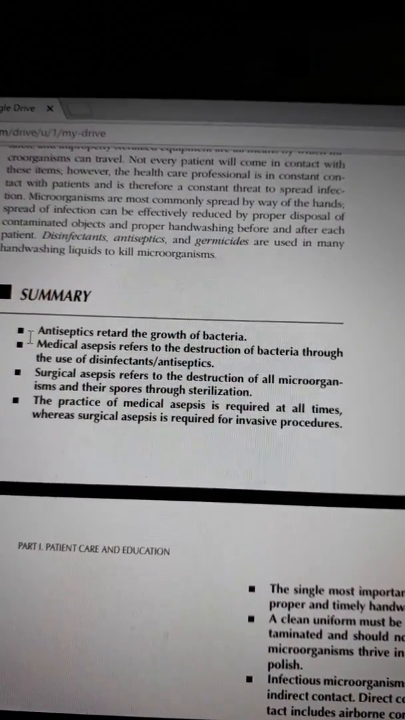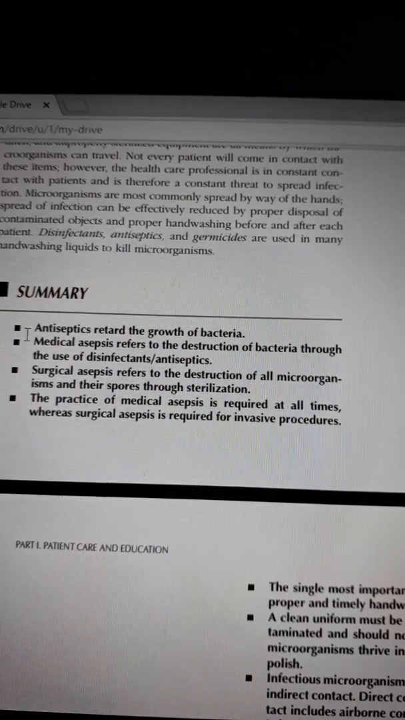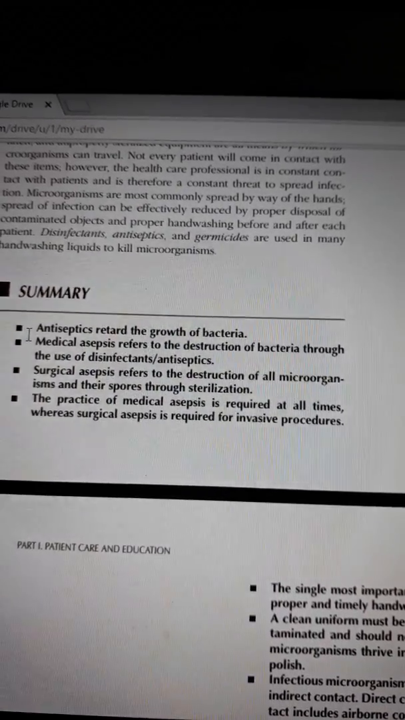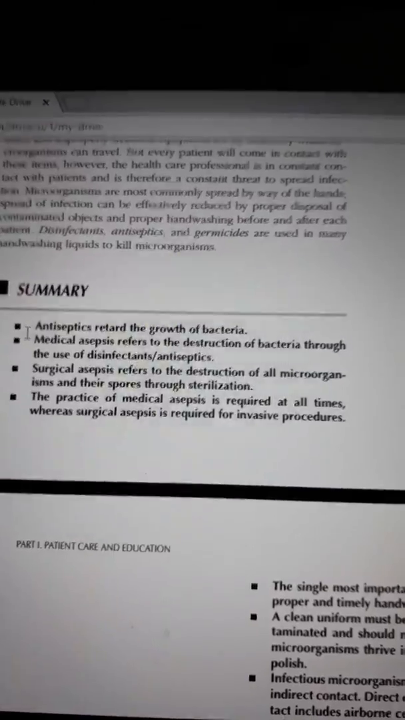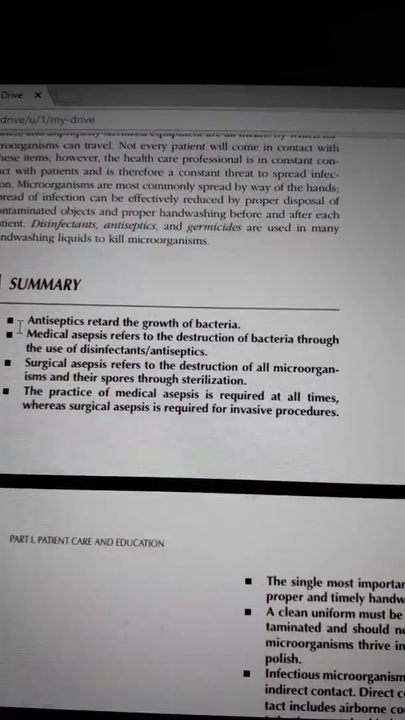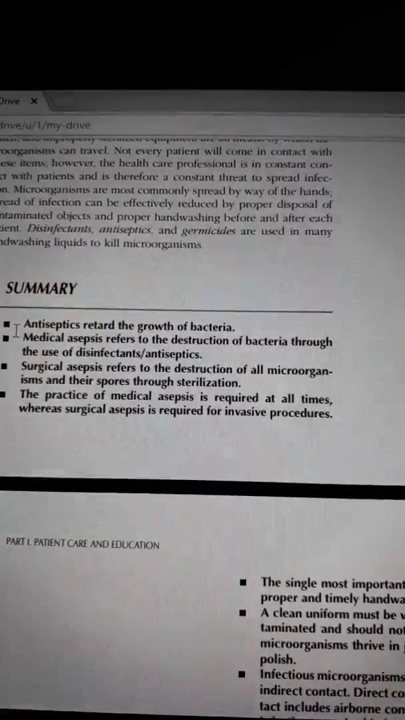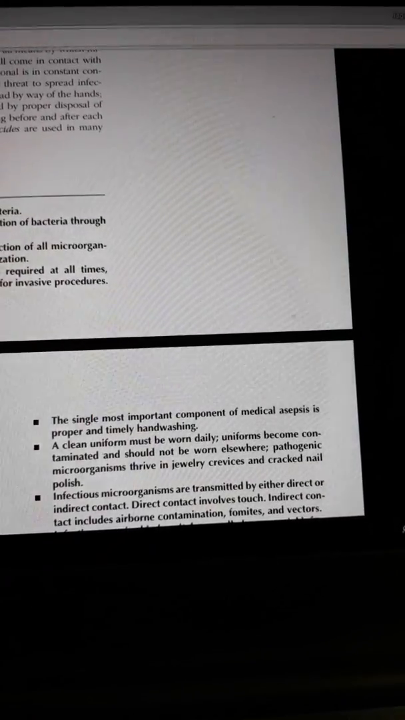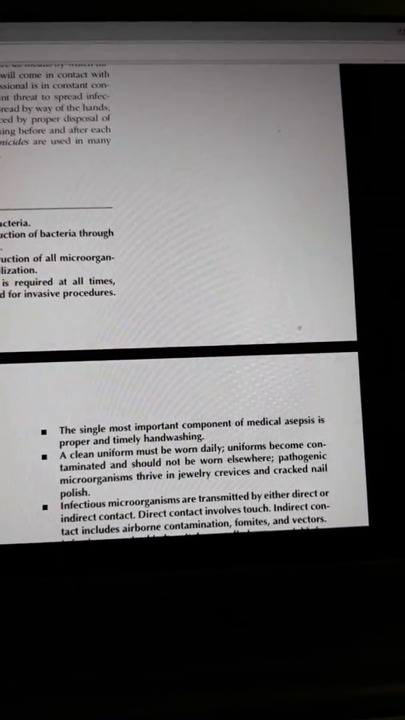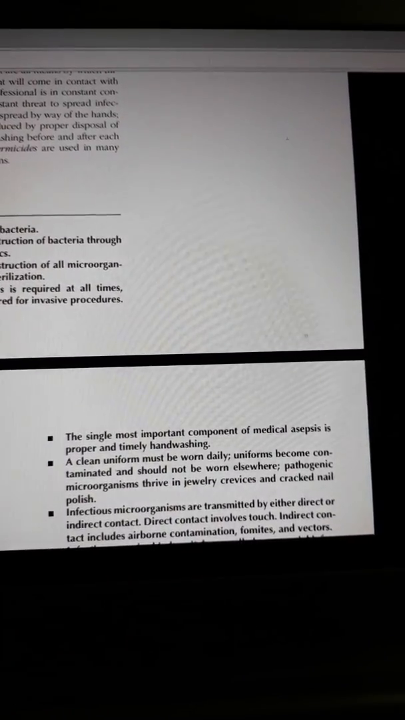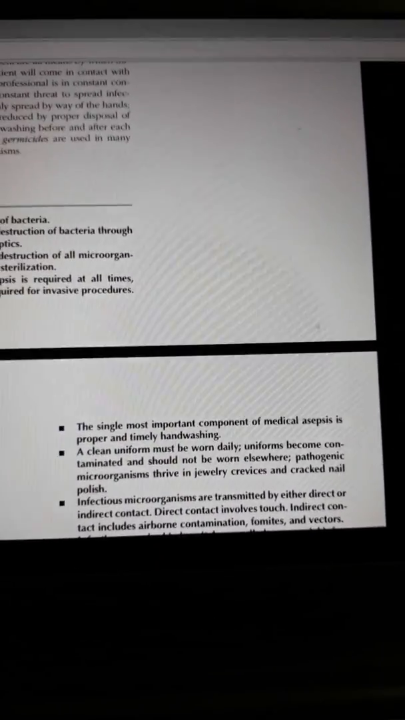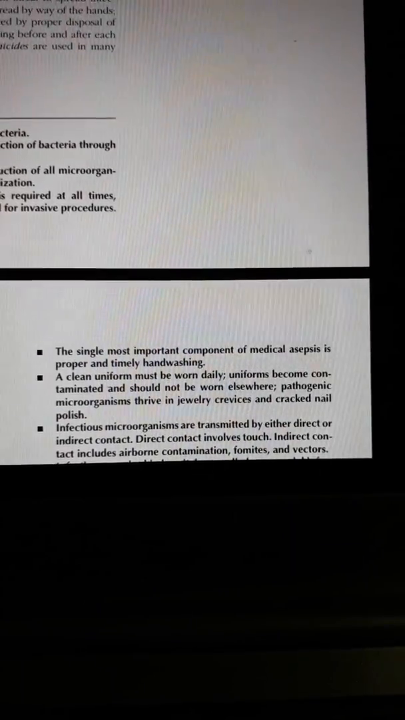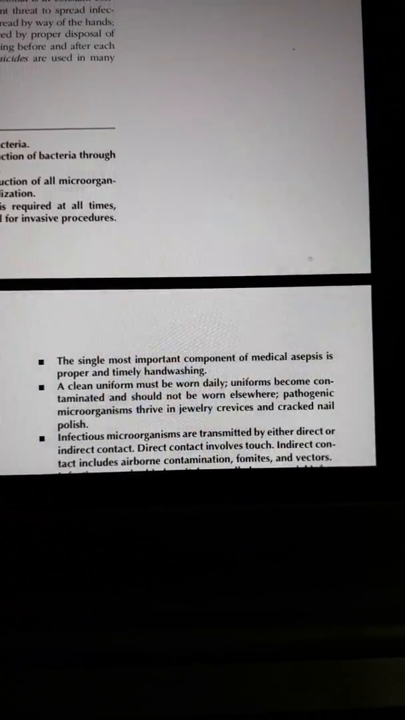The practice of medical asepsis is required at all times, whereas surgical asepsis is required for invasive procedures. The single most important component of medical asepsis is proper and timely hand washing. A clean uniform must be worn daily. Uniforms become contaminated and should not be worn elsewhere.